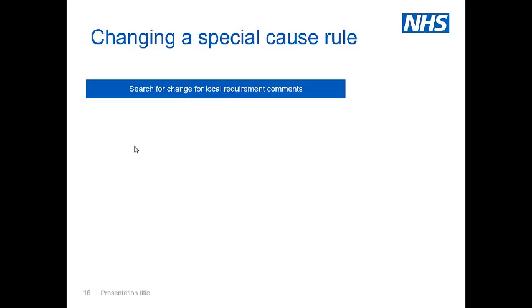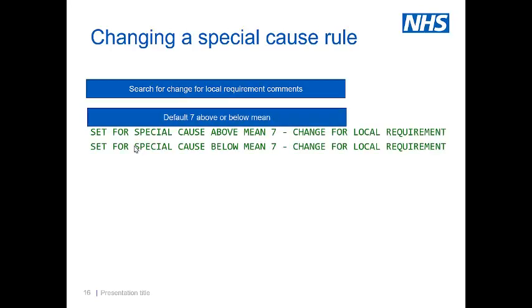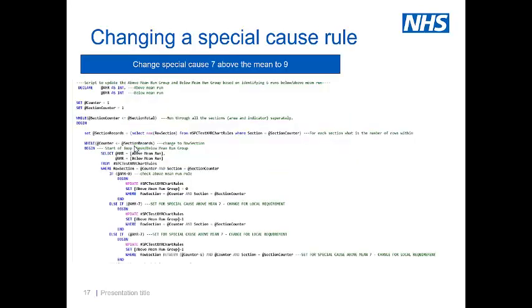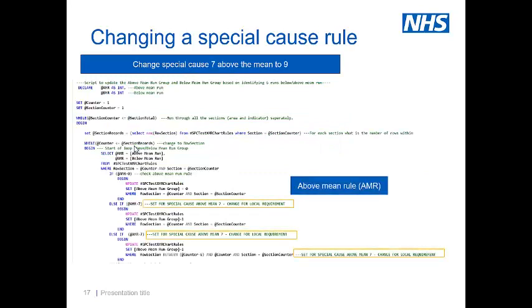Just going to go really briefly into adapting the script. There's obviously lots of adaptations that you're welcome to make, but we're just going to follow through some of the more common ones you would want to do, and that's to do with changing some of the rules. So for example, for our count of points above or below the mean line, we've set it to 7. You might want to set it to a different value. And if you do, you need to identify the lines of commentary that have the comment change for local requirement. And when you highlight those areas of commentary, you just want to make a simple change of that constant from 7 to 8 or 9, depending on where you want the rule to activate.